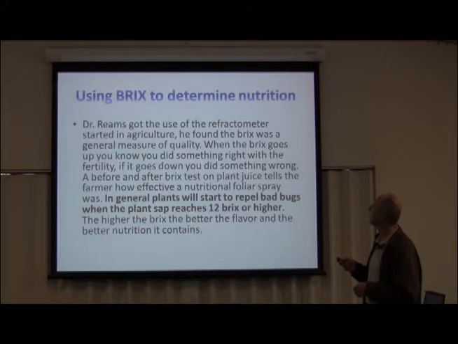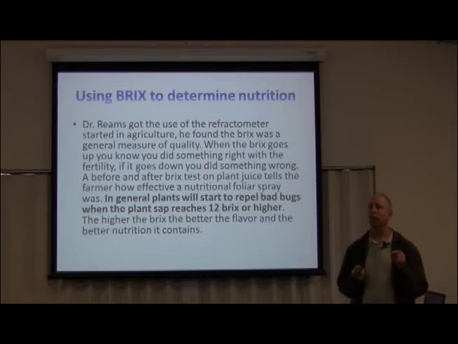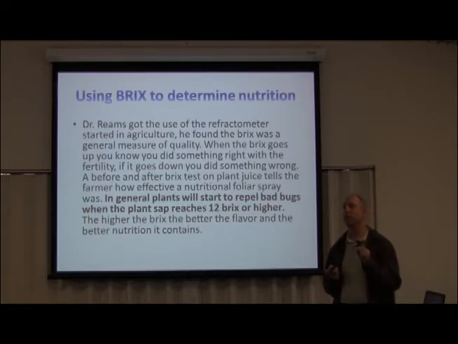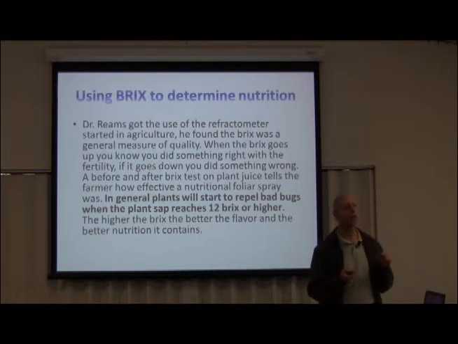So if the BRIX goes down, you did something wrong. A before and after BRIX test on plant juice tells the farmer how effective a nutritional foliar spray was. In general, plants will start to repel bad bugs when the plant sap reaches 12 BRIX or higher. Now I want to share with you, it is a scientific fact. If you have 12 BRIX or higher, you will not have pests.